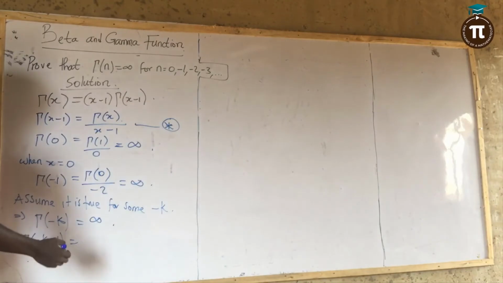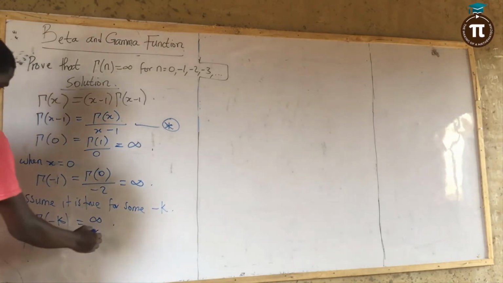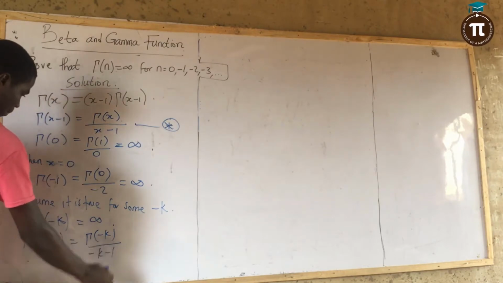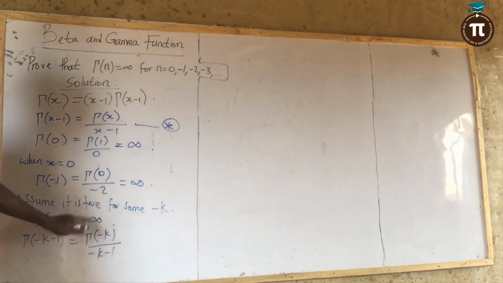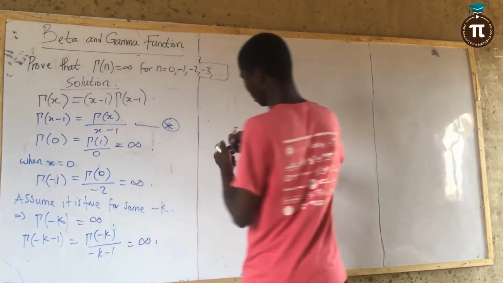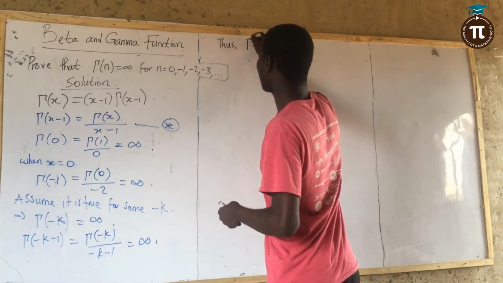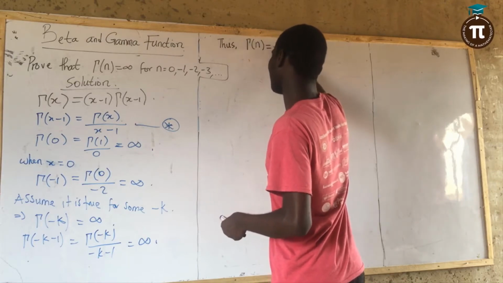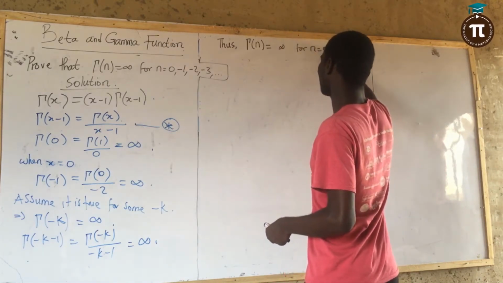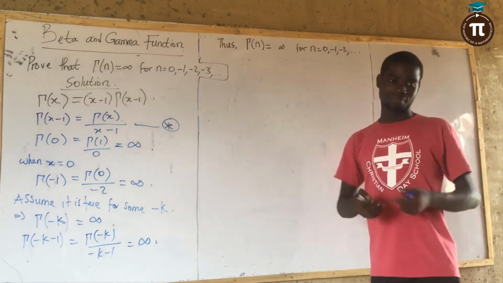So this one will be equal to gamma of negative k all over negative k minus 1. So this one will also be equal to infinity. So what we need to take note of here is that gamma of n is infinity for n equals 0, minus 1, minus 2, and so on. That is the first thing we need to do.